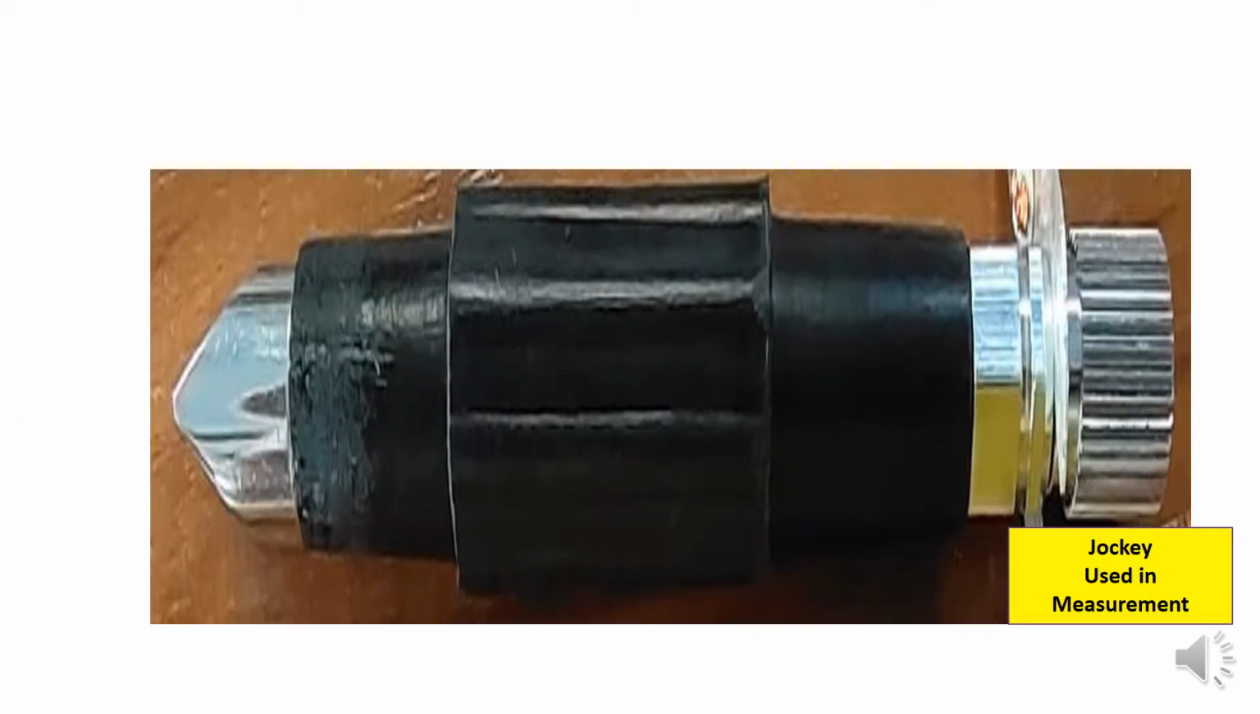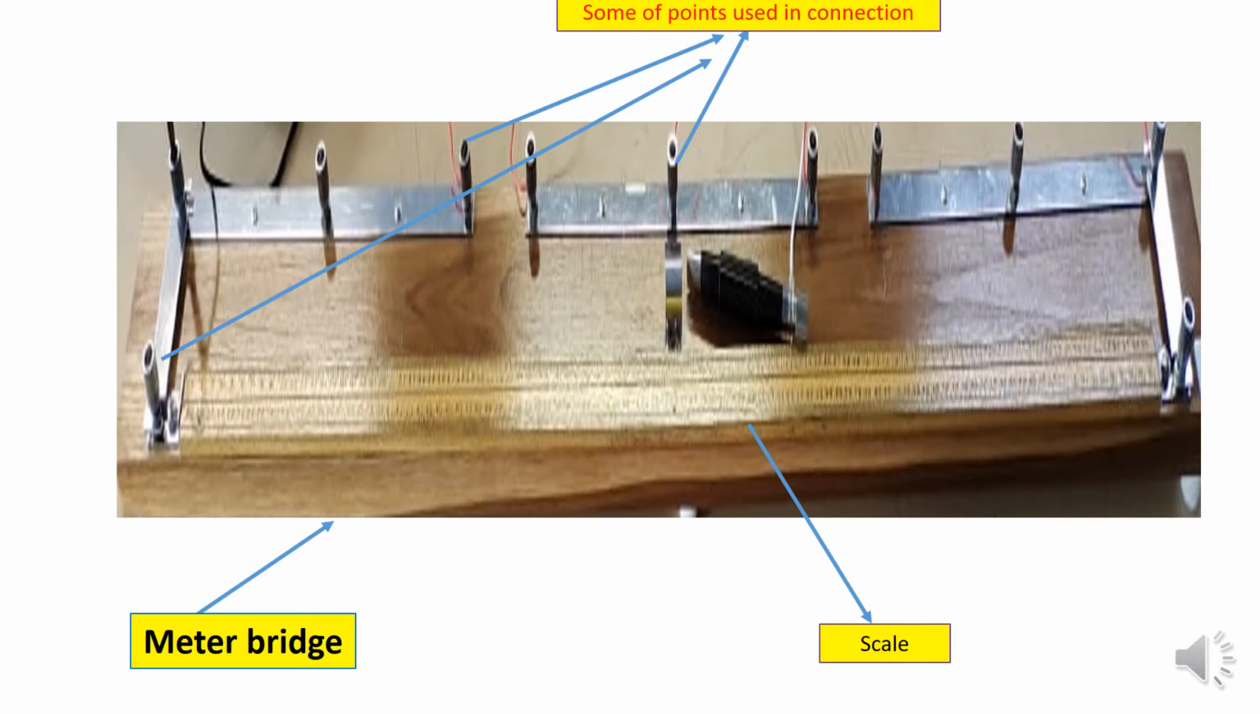This will be the jockey which we will use. This is a zoomed picture of the jockey, otherwise it is very small. This is the picture of the meter scale, the meter bridge. This is the scale. Here we will put the different connections.